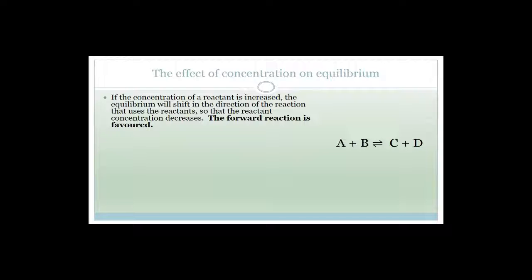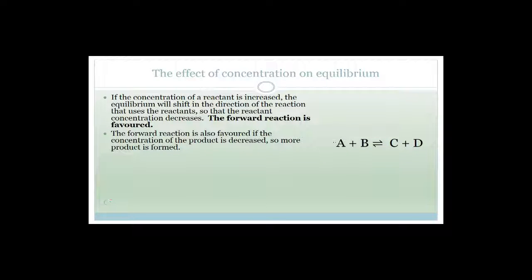That's all it's saying. So if we've got this theoretical equilibrium, A plus B goes to C plus D, and it's a reversible reaction. It has to be a reversible reaction, right? If we increase the concentration of a reactant, for example the concentration of A, the equilibrium will shift in the direction of the reaction that uses the reactants. It's going to try and use those reactants up, and we end up with the forward reaction being favored. The forward reaction is also favored if the concentration of the product is decreased. We'll talk about that in a second.